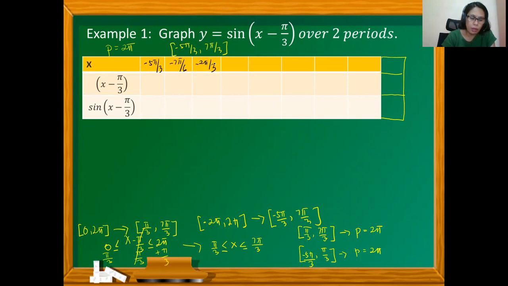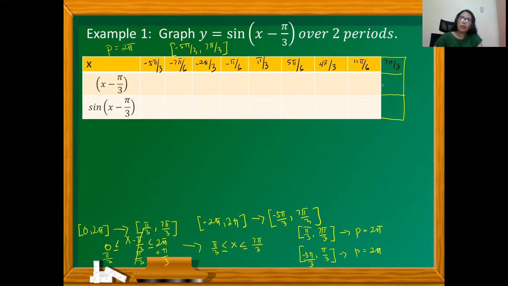Plus pi over 2 again, we have negative pi over 6, plus pi over 2, we have pi over 3 here, plus pi over 2, we have 5 pi over 6, plus pi over 2, we have 4 pi over 3, plus pi over 2, we have 11 pi over 6. And finally, plus pi over 2, we have 7 pi over 3.